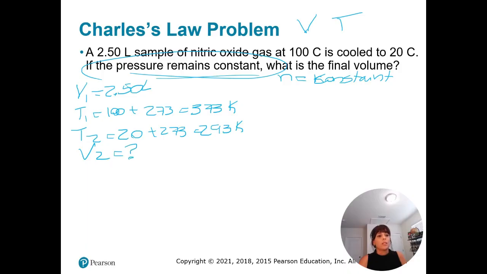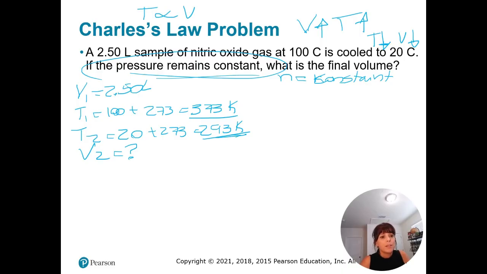So the temperature decreases. If the temperature decreases, what happens to the volume? It will decrease as well, right? Because when the temperature increases, the volume increases. If the temperature decreases, the volume decreases. So they are directly proportional. Okay, so let's do the math.